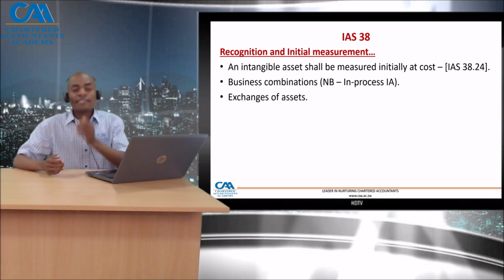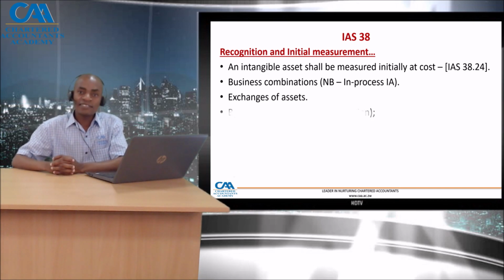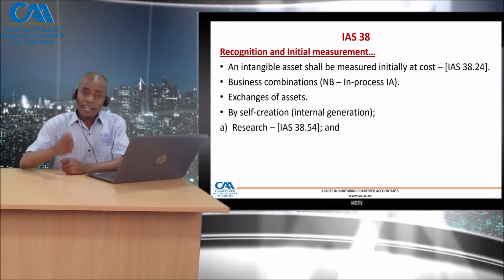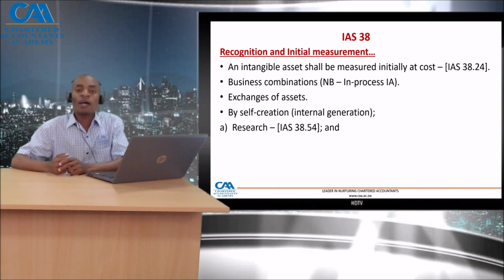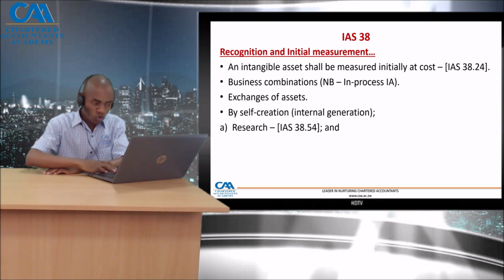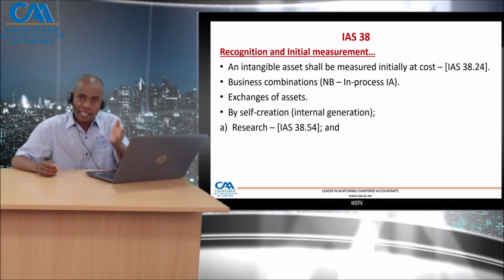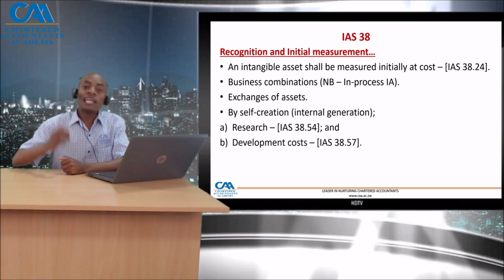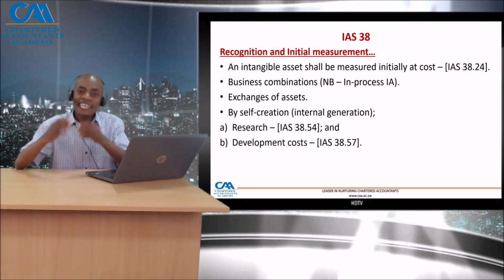Then we have the intangible assets that arise as a result of self-creation or self-development. In as far as this type of intangible asset is concerned, costs are divided into two: those that the entity incurs at the research stage, as well as those that they incur at the development stage. The costs incurred at the research stage are expensed to the P&L. And we have those costs which the entity incurs at the development stage.